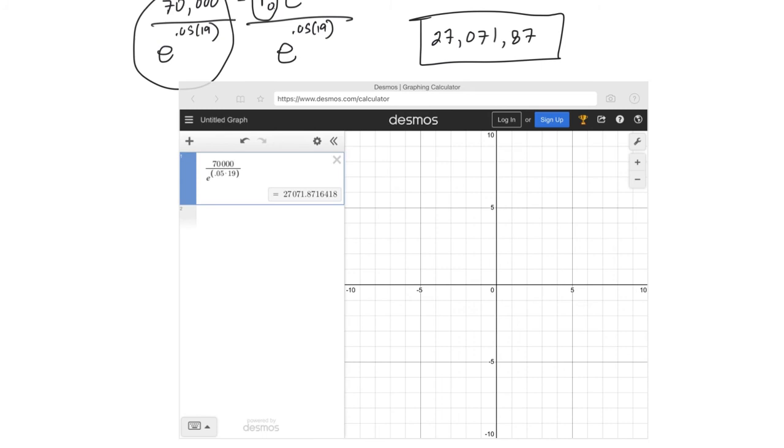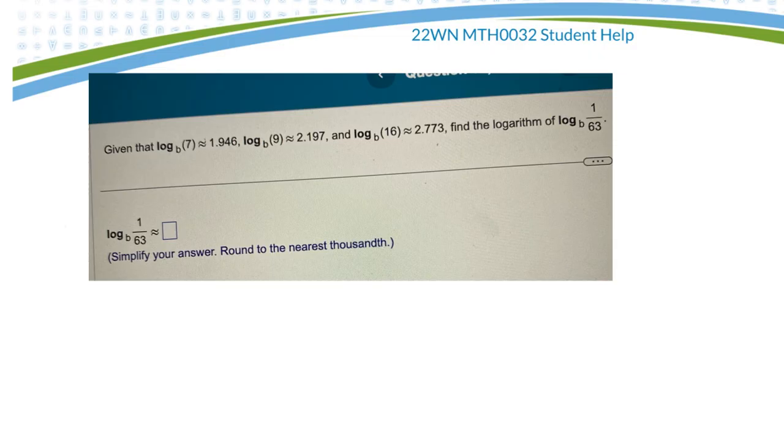Okay, one last question. This one, they say given log b of 7 is that, log b of 9, and log b of 16. They want to find the log base b of 1 over 63. So log base b of 1 over 63. What I want to do is express this so it has these numbers. Not all of them, but as many as you need.